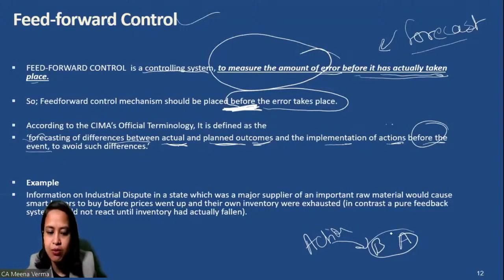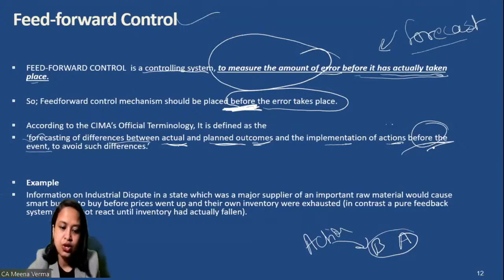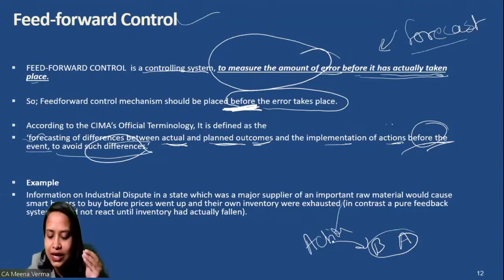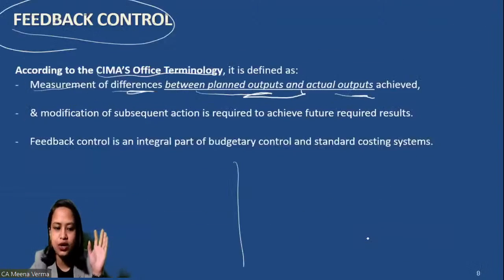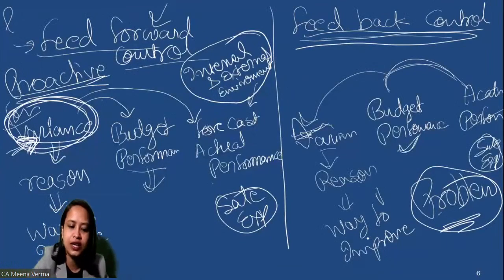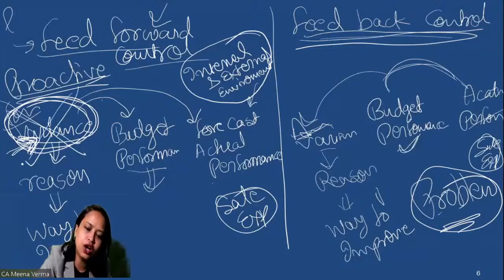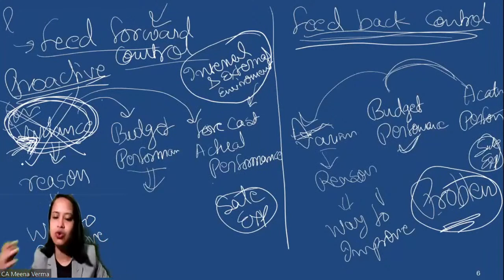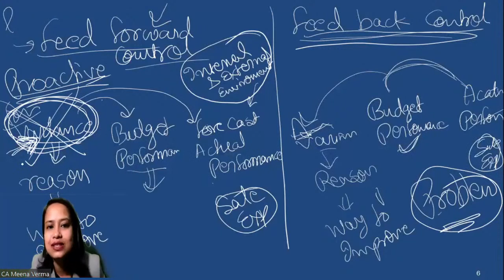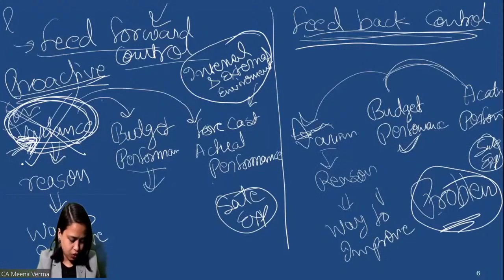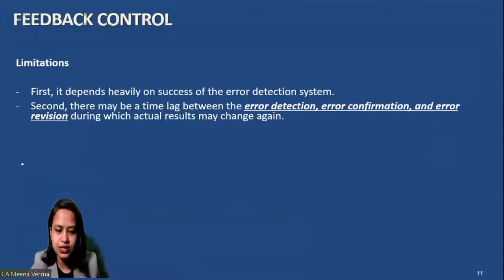You are doing everything before the event actually takes place, before the problem or error or variance actually arises, to avoid such differences, to avoid any kind of variances. You are doing this before the problem is actually arising, so that no such situation will arise in the organization in future. I hope the concept related to feed forward control is clear to all of you.